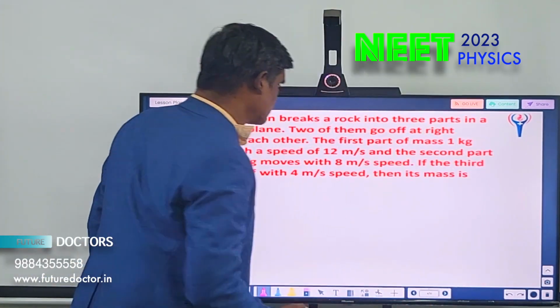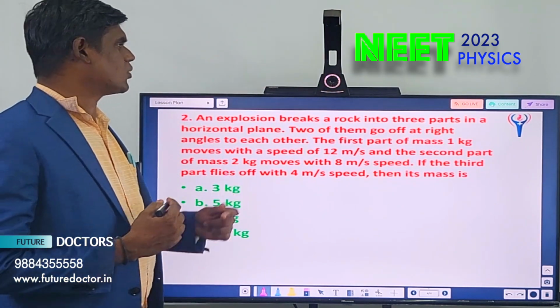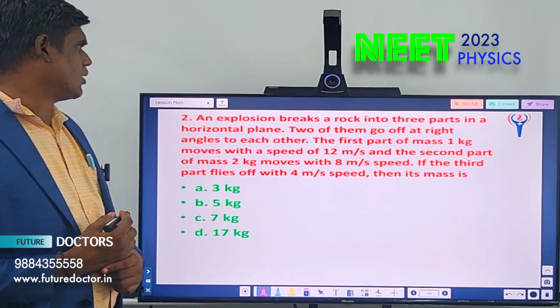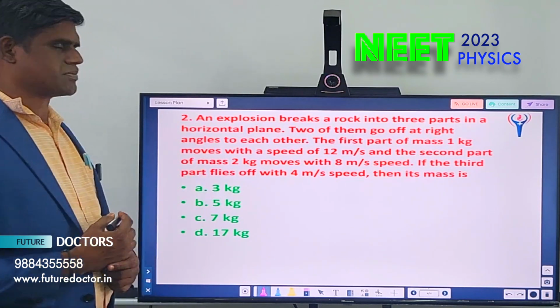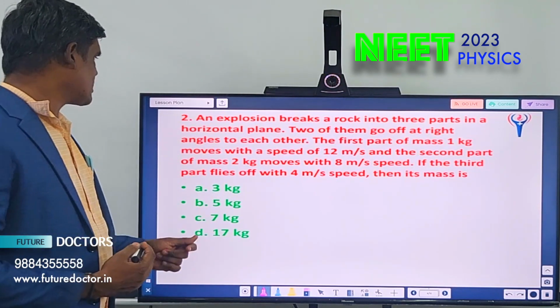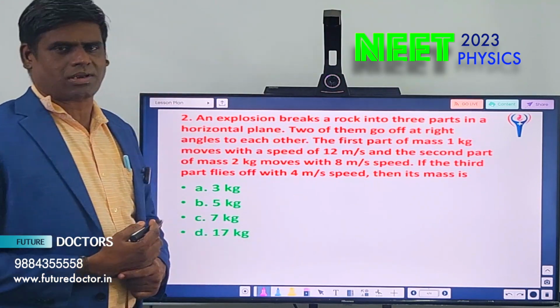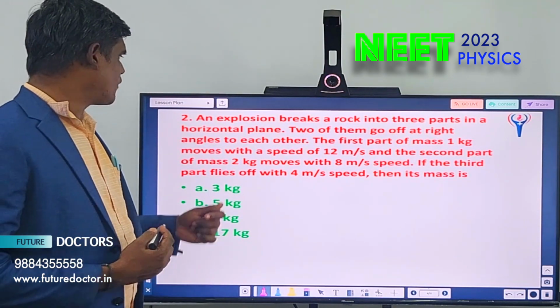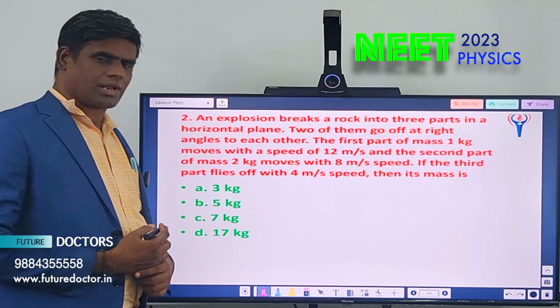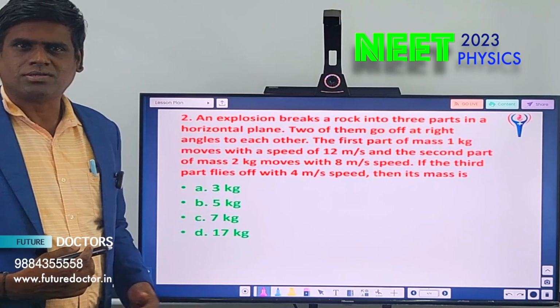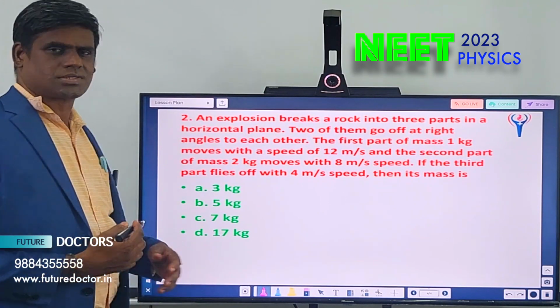Let's move to question number 2. An explosion breaks a rock into 3 parts in a horizontal plane. 2 of them go off at right angles to each other. First part of mass 1 kilogram moves with a speed of 12 meters per second. And the second part of mass 2 kilogram moves with 8 meters per second speed. The third part flies off with 4 meters per second. Then its mass is dash. A option 3 kilogram. B option 5 kilogram. C option 7 kilogram. D option 17 kilogram.